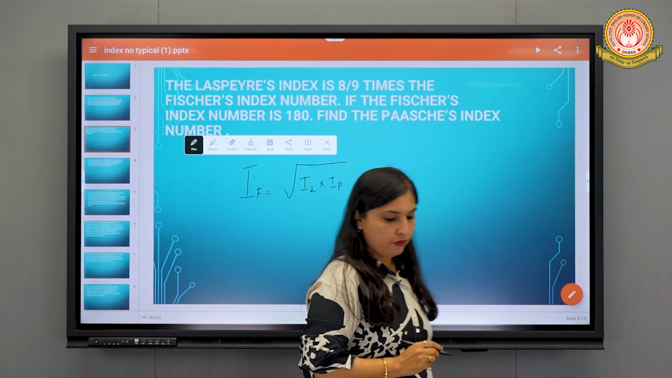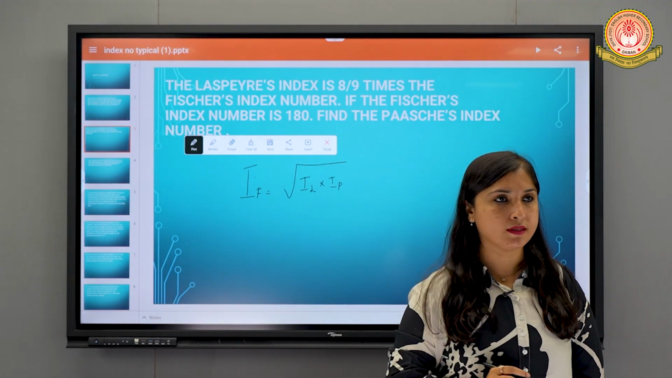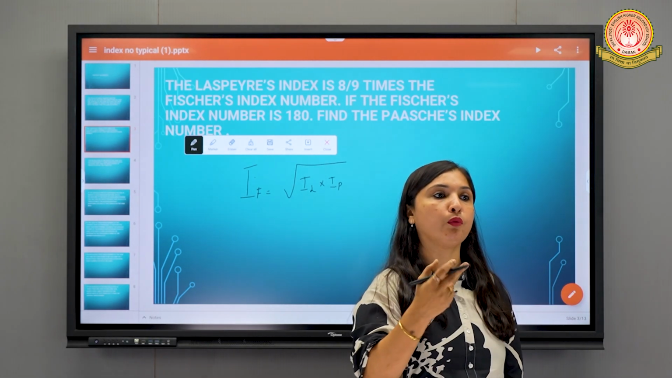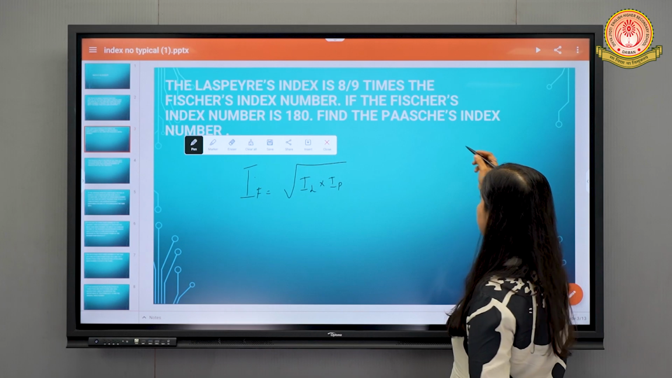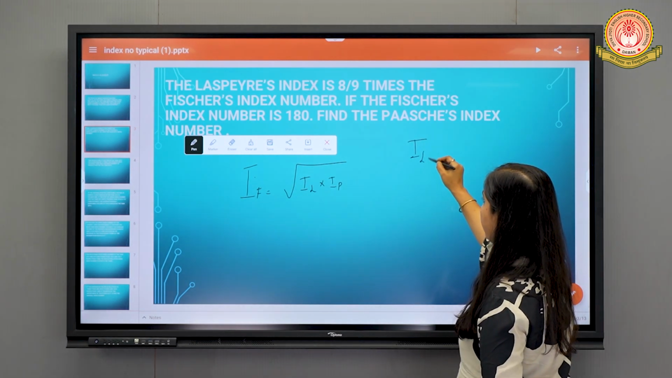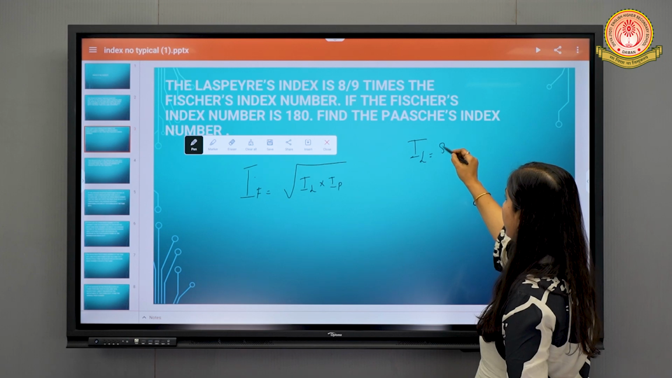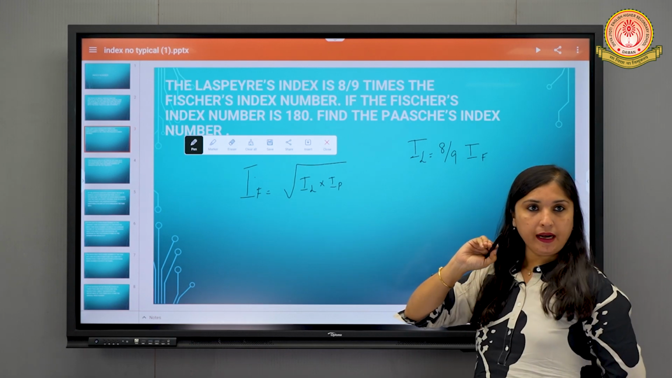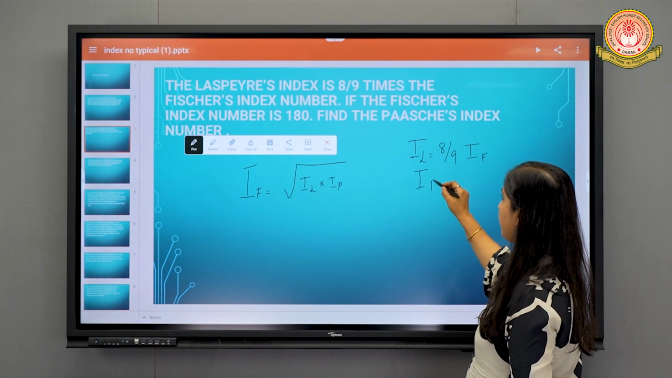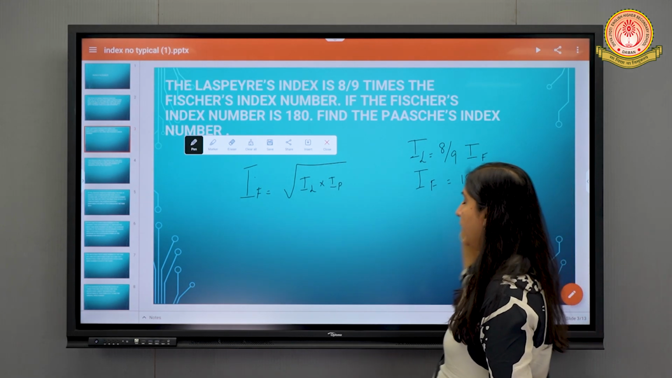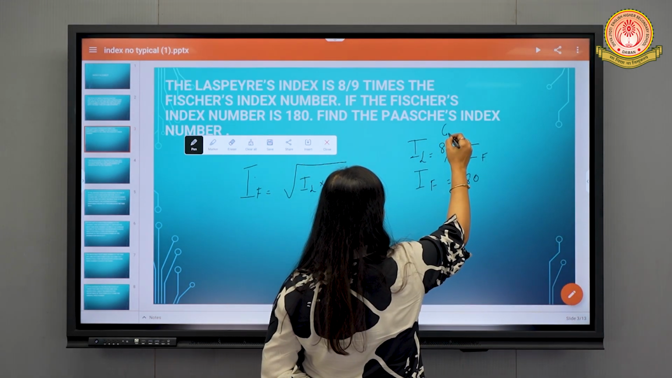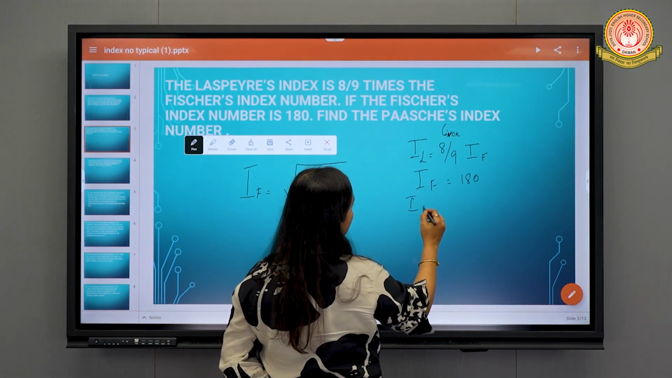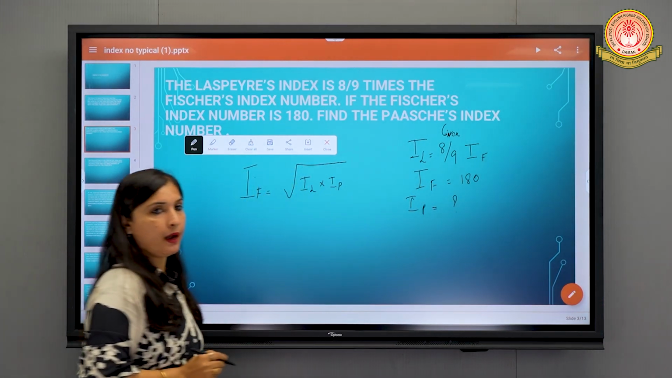IP. Now, whenever we have short sums, first write what is given in the question. This will make your job easy to find what is given and what you have to find. What was given? IL, the Laspeyres' index number, is 8 by 9 times IF, that is Fisher's, right? And IF, the Fisher's index number, is 180. This is what is given, and you have to find IP.